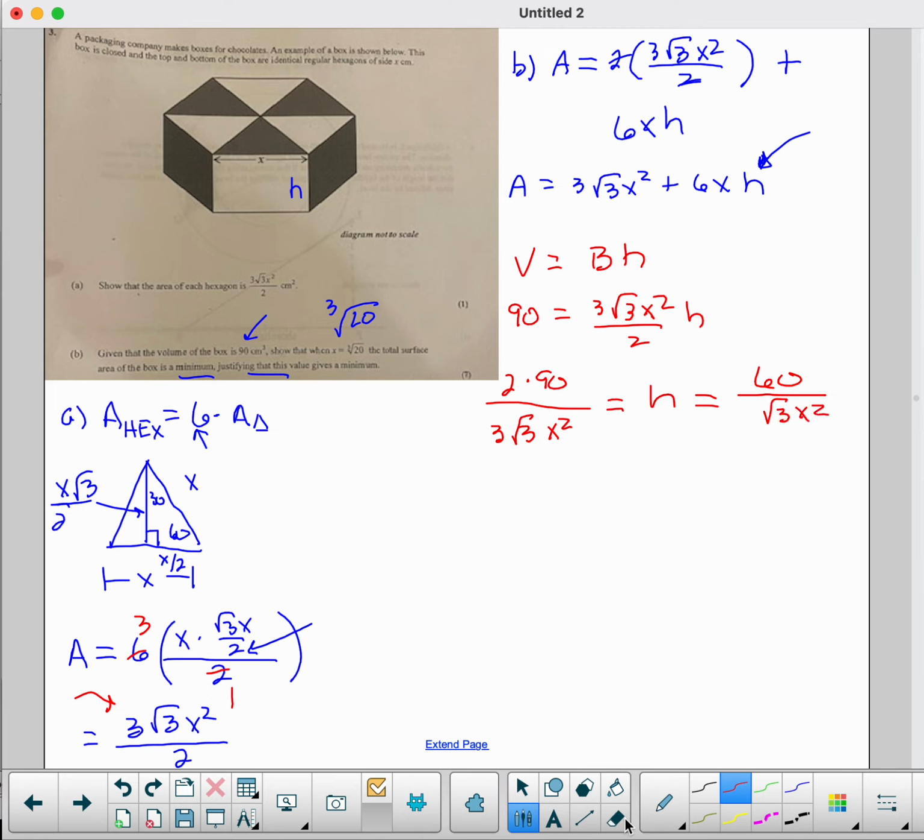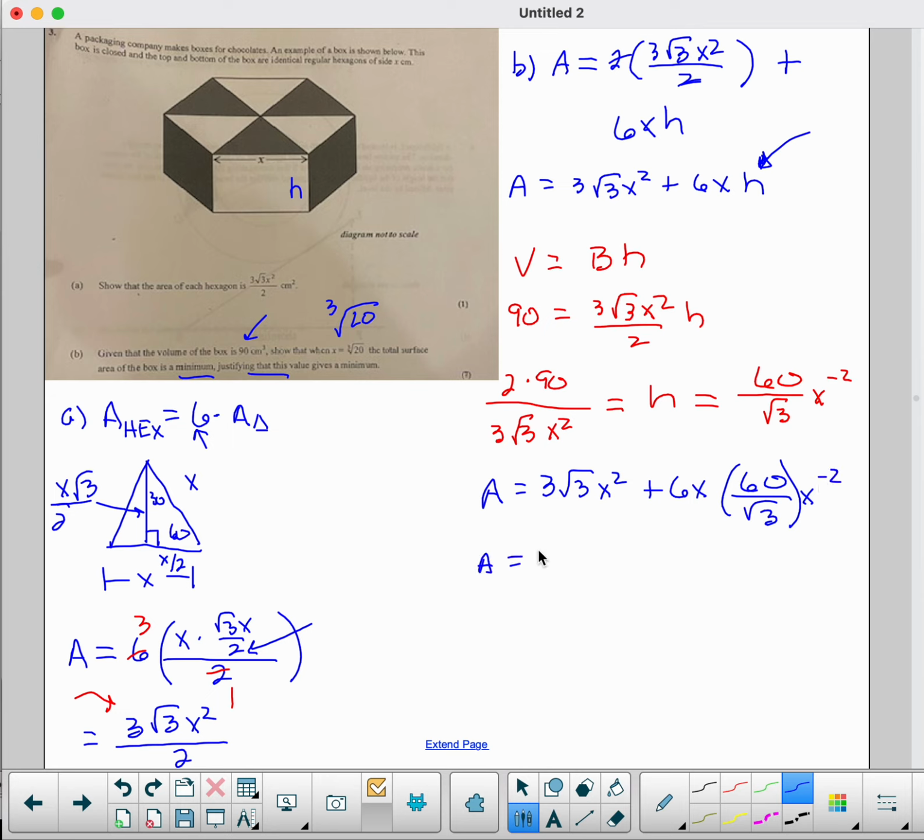Which I'm going to go ahead and write as x to the negative 2, because we know what's coming. We're going to have to take a derivative here. So I'm going to say 60 over root 3 times x to the negative 2. This is just fantastic news, because now we have a full formula for our area. Area equals 3 root 3 x squared plus 6x times 60 over root 3 x to the negative 2. Let's clean that up.